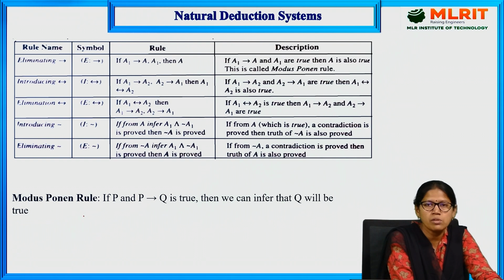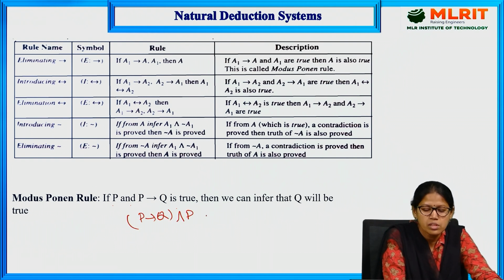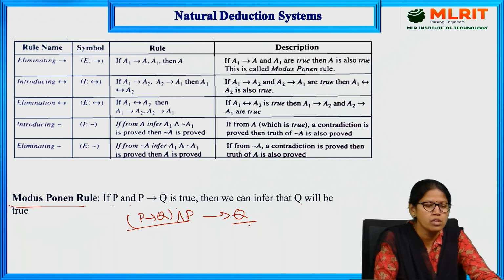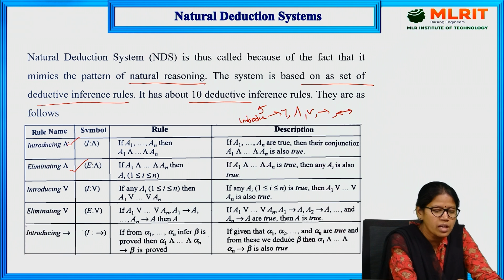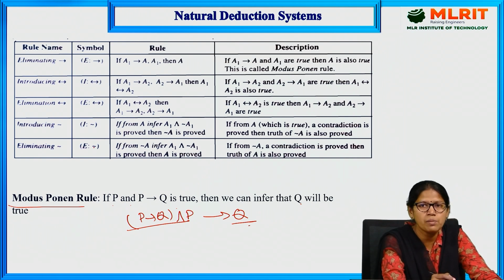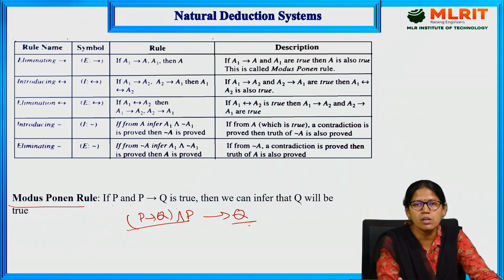And one is the modus ponens rule, which we have already seen in the previous example. If P and P implies Q are true, then we can infer that Q will be true. So if P is true, then automatically Q is also true. That is said to be the modus ponens rule. So here, if you observe, introducing and, eliminating and, introducing or, eliminating or, in such a way we have the 5 connectives, introducing and eliminating symbols. All we need is to assume in such a way that we can draw the conclusions.